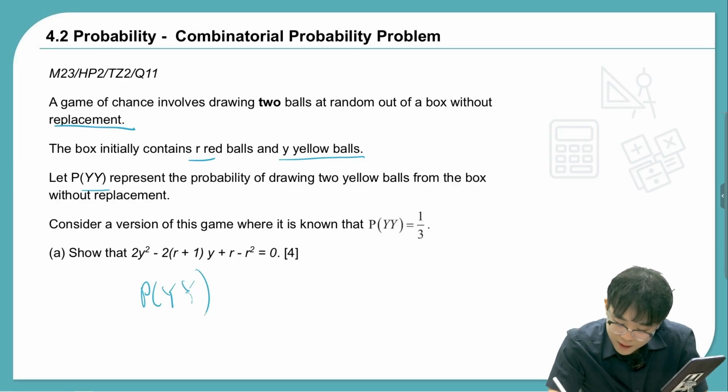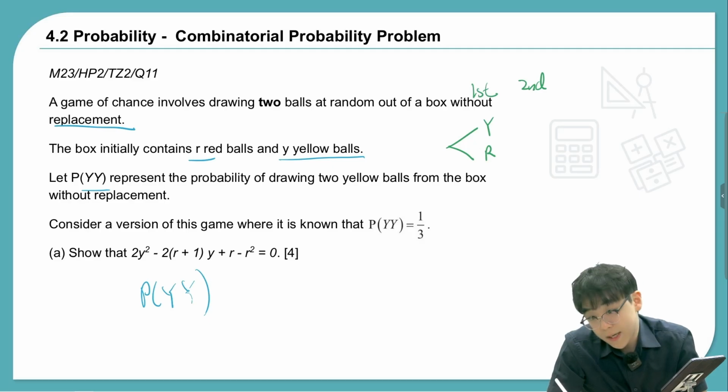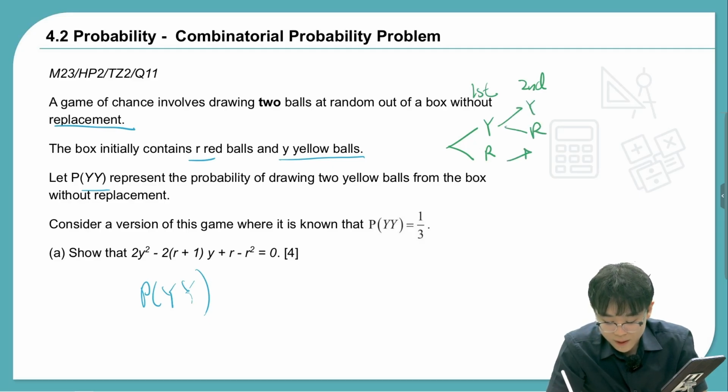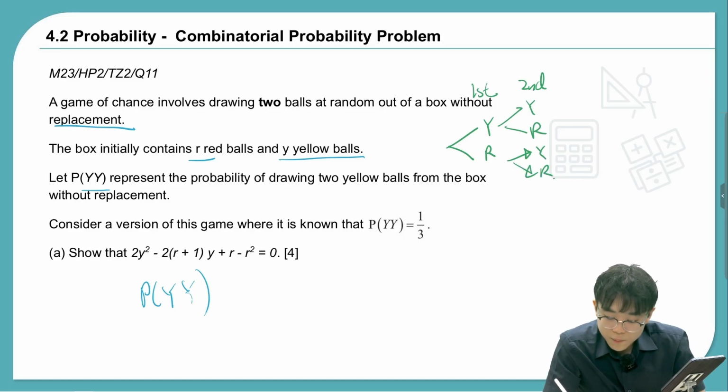Like if you're more of a visual person, you might draw something like yellow on the first draw, red on the first draw. And then for the second draw, you get either yellow or red, right? Or then you could get red, then yellow, or red, then red. So you want to find the probability where we get yellow, then yellow again, right?